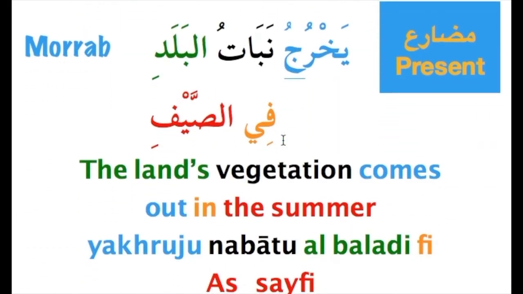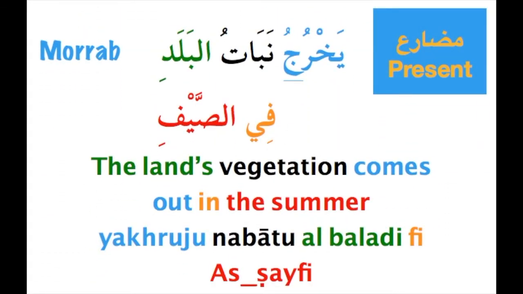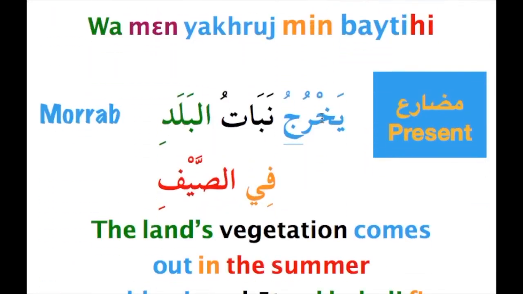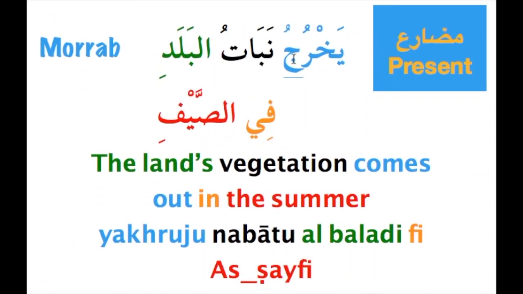Now, in another example, when we take يخرج to another sentence, as this one, يخرج نبات البلد في الصيف. The land's vegetation comes out in the summer. يخرج here is the same. The first three letters are the same, but the last letter, the jim, is different. Here now, because it's mu'rab, because of its place in the sentence, it's madmum. Before there was a sukoon, now there is a dhamma.